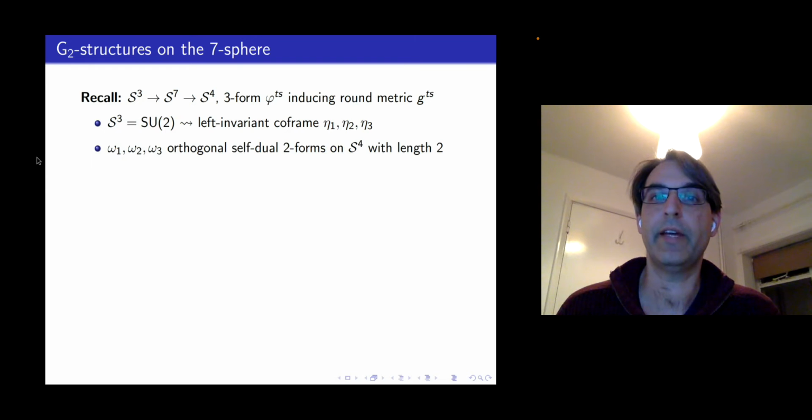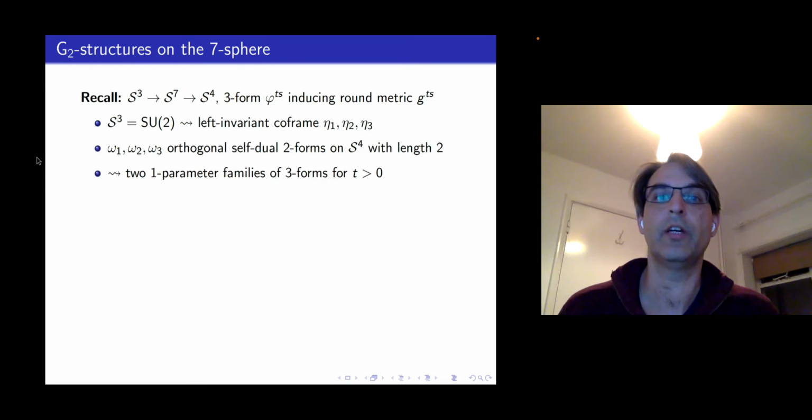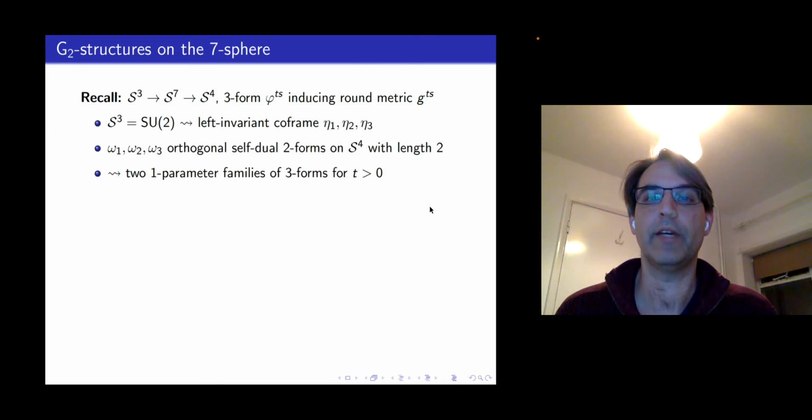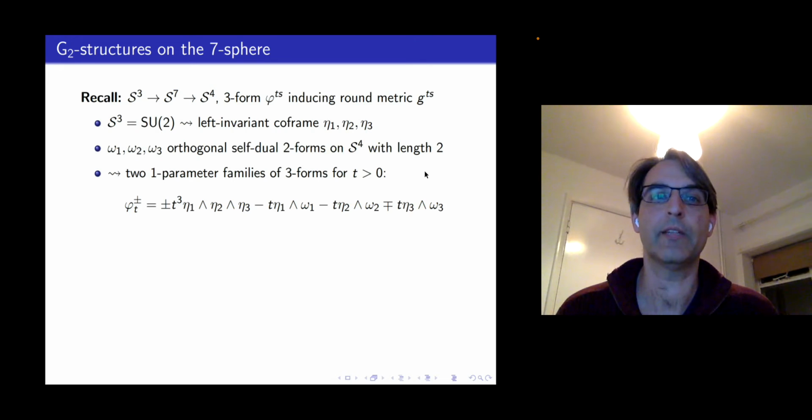Now, out of this data, we can build ourselves 2 one-parameter families of G2 structures. And we have a continuous parameter t positive and a discrete parameter, which we'll call plus and minus, as follows. It's not too important what the formula says, but it says that we get 2 families of G2 structures, phi_t^plus and phi_t^minus for any t positive.